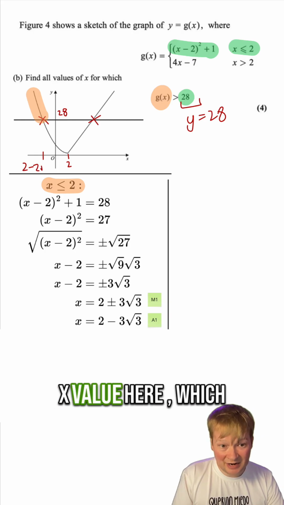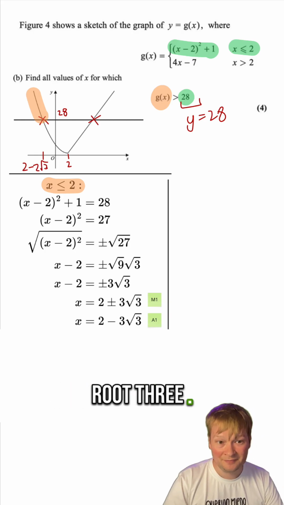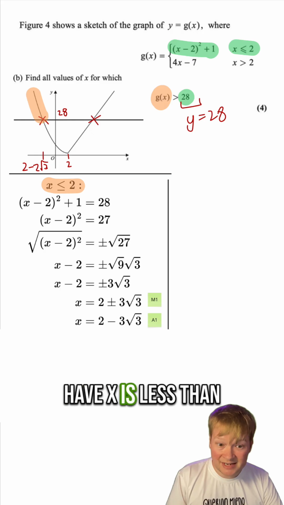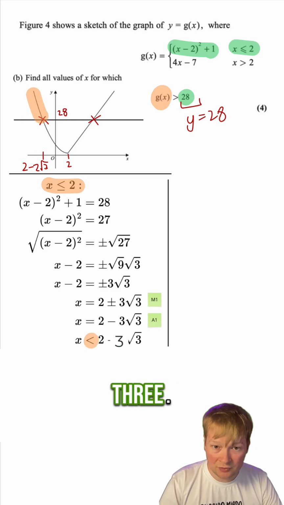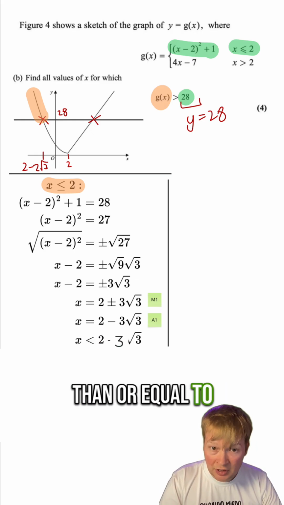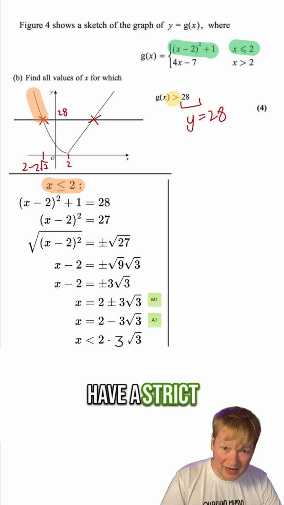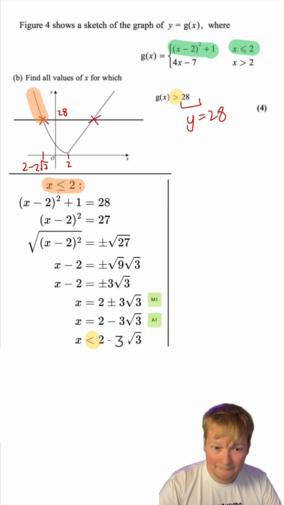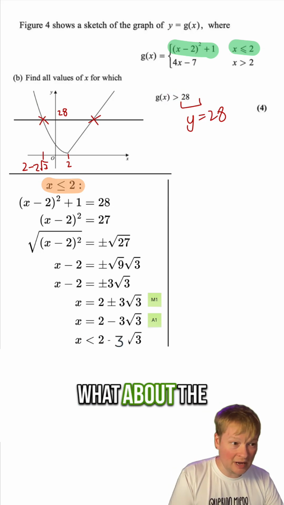That corresponds to this x value here, which is 2 minus 2 root 3. So overall here we have x is less than 2 minus 2 root 3. Notice it's not less than or equal to, because in the question here we have a strict inequality. So it's got to match there. What about the other case? What about the other branch?